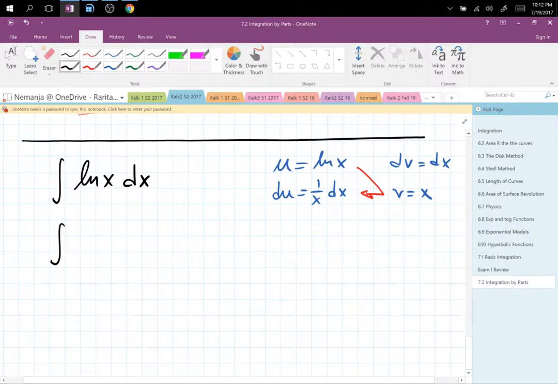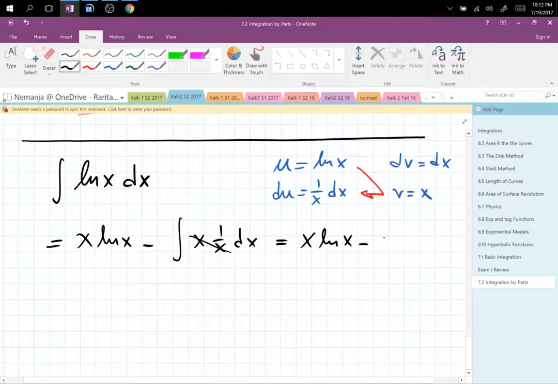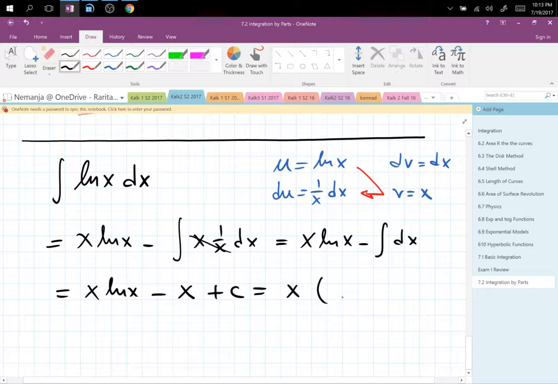First, we have uv, which is x ln x, minus the integral of x times 1 over x dx. But these guys cancel, so it's just 1 there. So you have x ln x minus the integral of dx, which is x ln x minus x plus c, and you can factor out x, ln x minus 1 plus c. That's what the integral of ln x is.